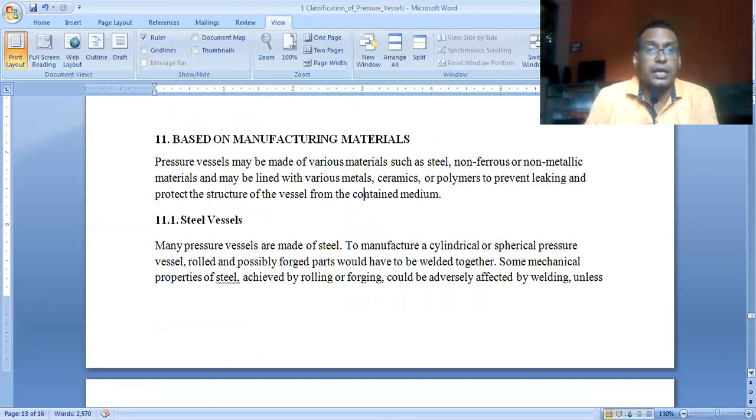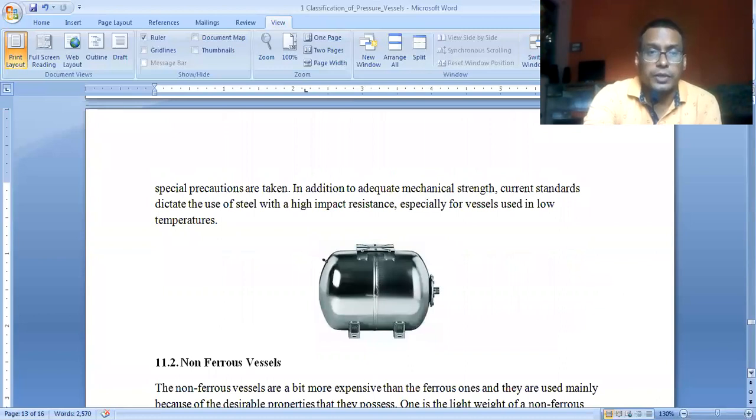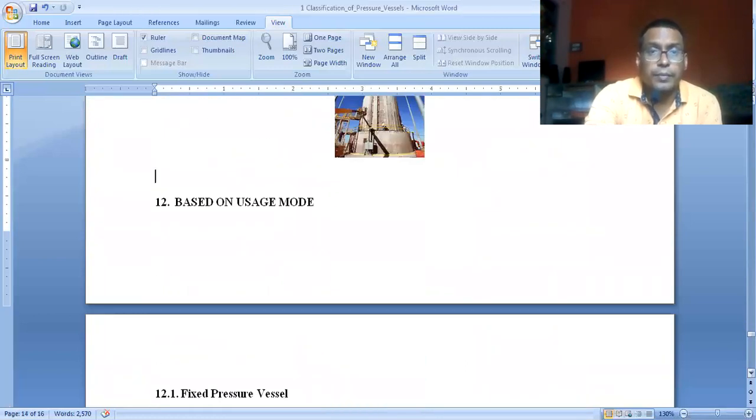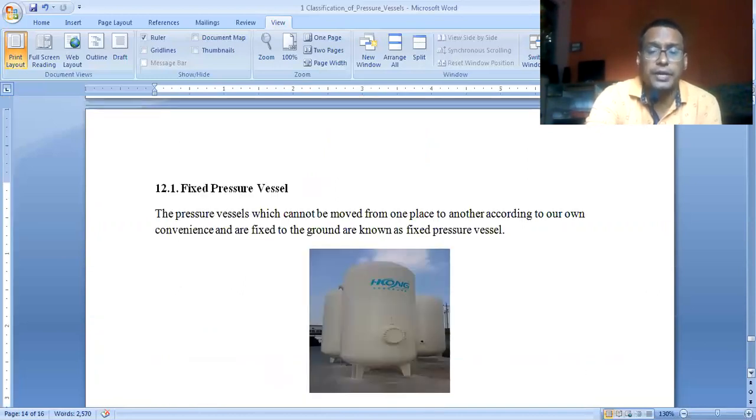Then it can be based on manufacturing material, whether it is a metal or a non-metal that is used. If it is metal, then that metal is a ferrous metal or a non-ferrous metal. If it is a ferrous metal, then again, is it a steel, is it a mild steel, is it carbon steel, that has to be decided. In case of non-metals, whether it is glass, plastic, that will be there. Then based on the usage mode, fixed pressure vessels and mobile pressure vessels.